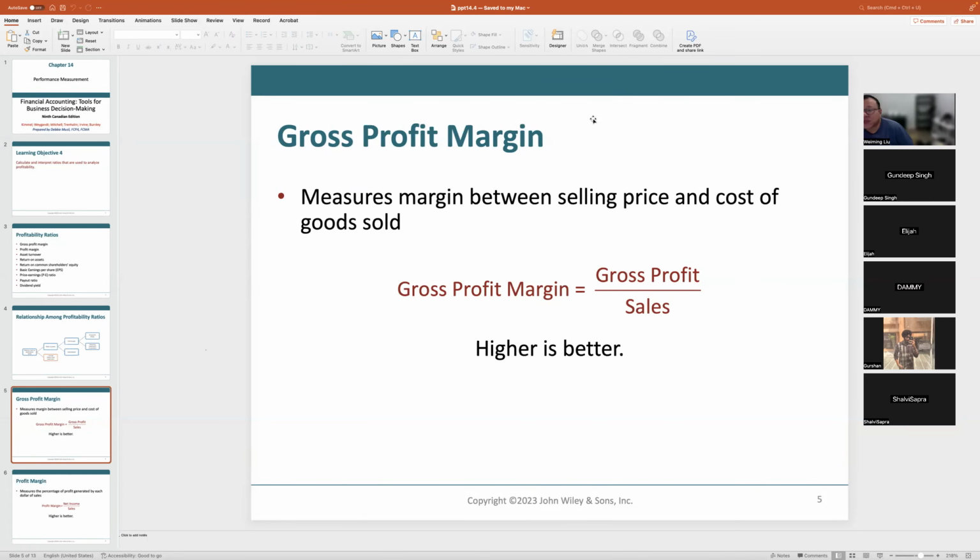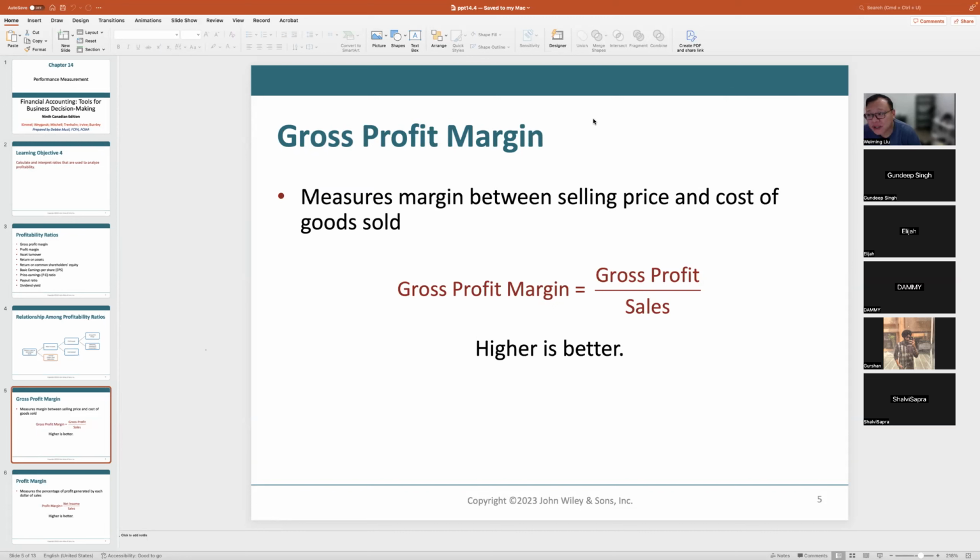Okay, so the gross profit margin equals gross profit divided by sales. And what is the gross profit? Gross profit equals sales minus cost of goods sold.